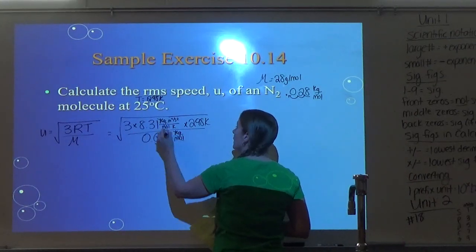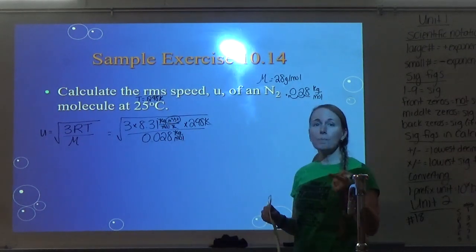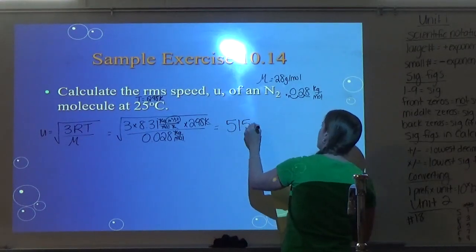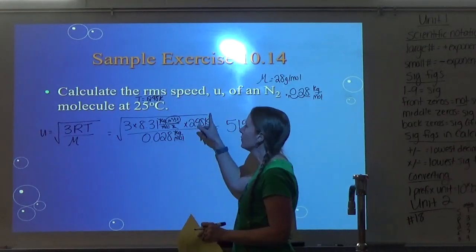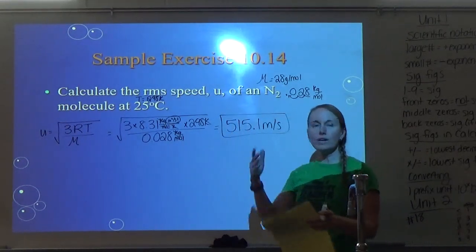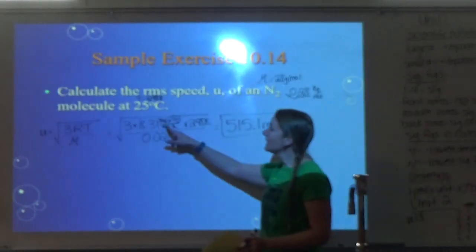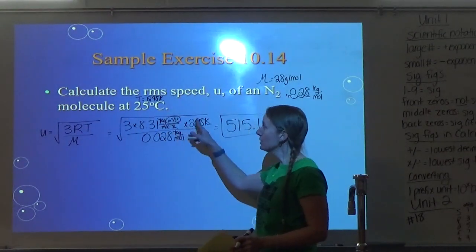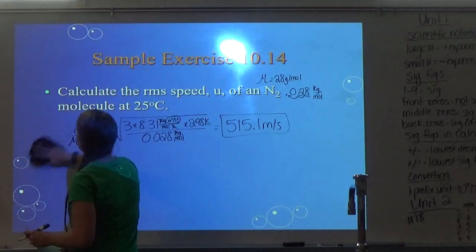See, my kilograms cancel, my moles cancel, my Kelvin cancel. So I'm left with meters squared per second squared. Once I solve that, I end up getting 515.1. I know you're probably tempted to write meters squared per second squared, but remember, we're square rooting the whole thing. So that leaves me with just meters per second, which is an appropriate unit for a speed. Just be careful. You've got to make sure your molar mass is in kilograms per mole because of the units of R. And don't forget to square root. Some of you just get going real fast and forget to square root. And don't forget to square root your units too.